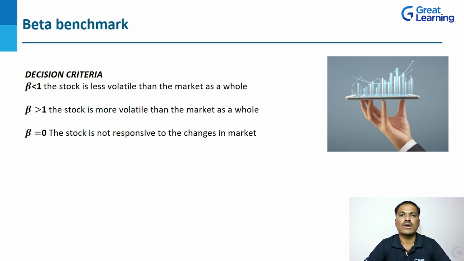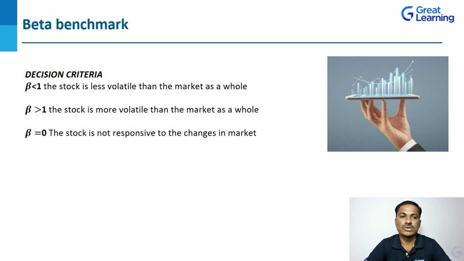Beta greater than 1 means the stock is more volatile than the market. When BSE Sensex is moving, the Infosys share price is also moving, but it is moving more than the pace at which BSE Sensex is moving. For example, if there is a 5% change in the level of BSE Sensex, the Infosys share will move more than 5%. So that is called beta more than 1.